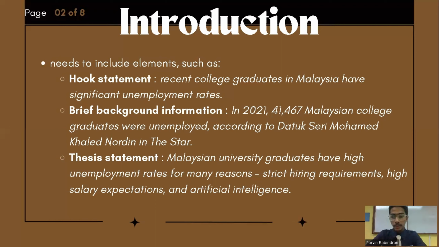So for my report, the thesis statement sounds like: Malaysian university graduates have high unemployment rates for many reasons, such as strict hiring requirements, high salary expectation, and also the advent of artificial intelligence. So that is how I ended the thesis statement of my introduction paragraph.